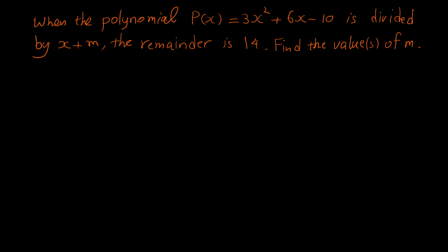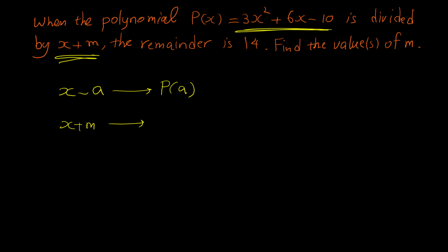Based on the remainder theorem again, we know that when we divide a polynomial by x minus a, the value of the remainder is p of a. So if we divide this polynomial by x plus m, what would be the value of the remainder? The value of the remainder is p of negative m. Look here. When we have x minus a, the value of the remainder is p of a. So we switch the sign of this number. So if it is x plus m, the value of the remainder is p of negative m.